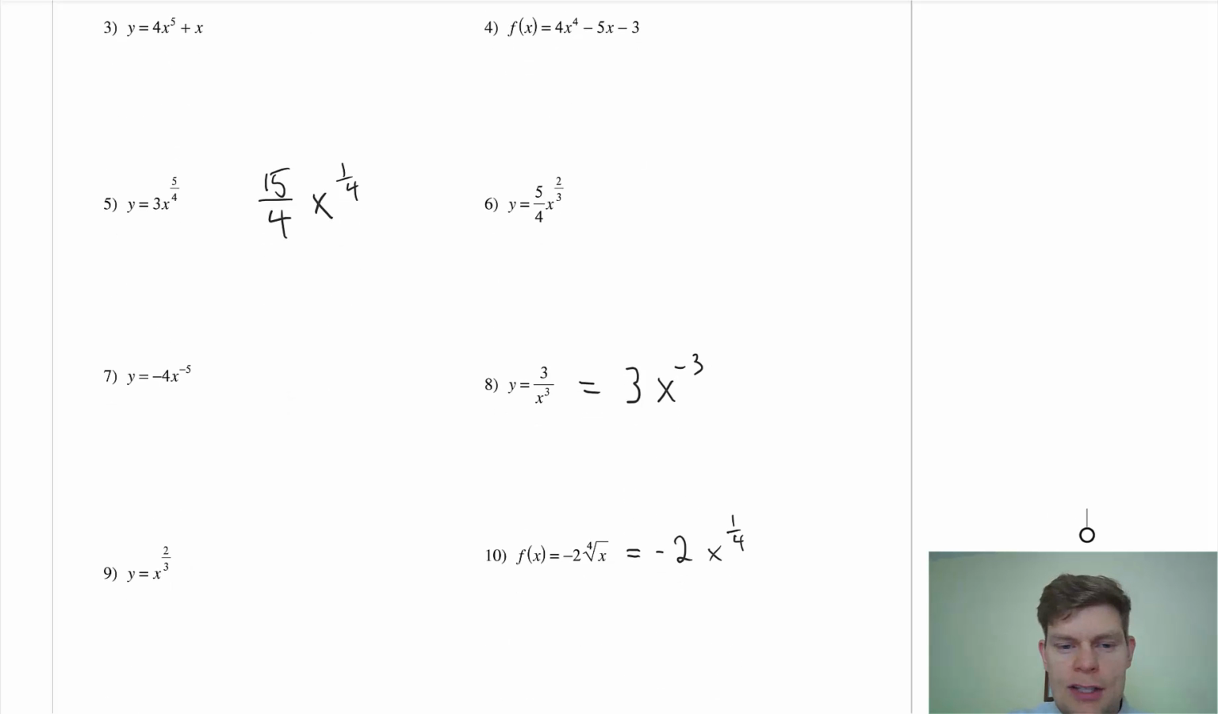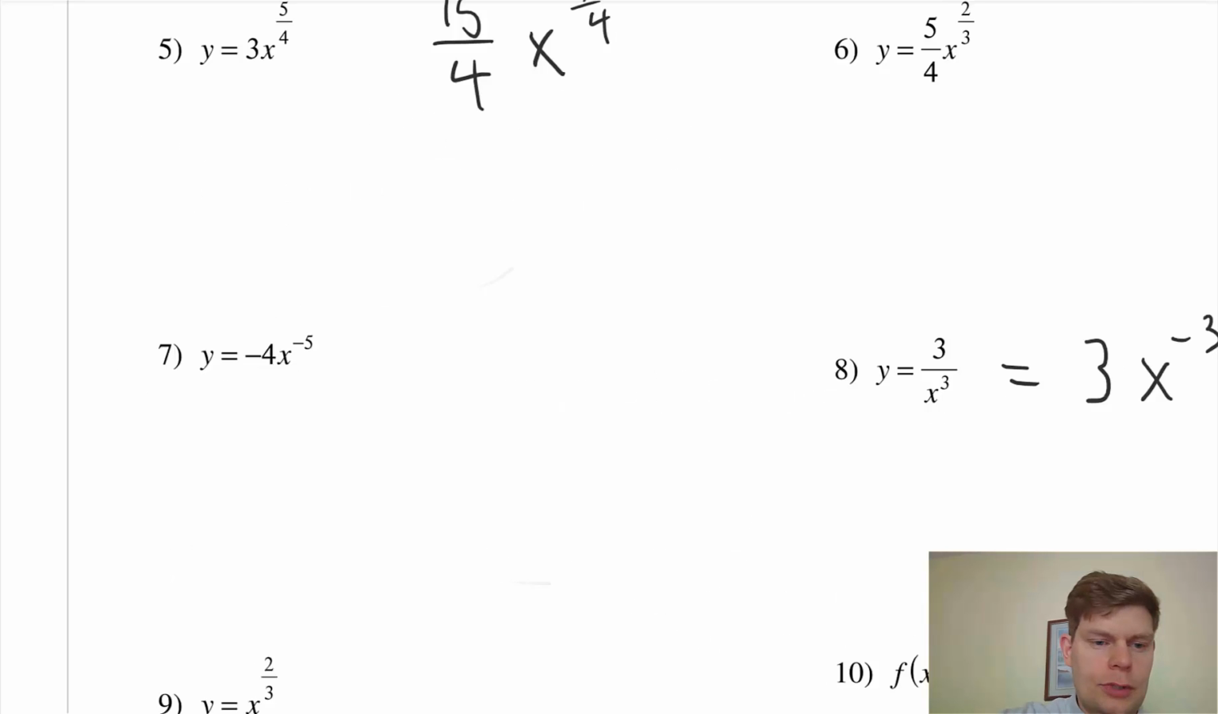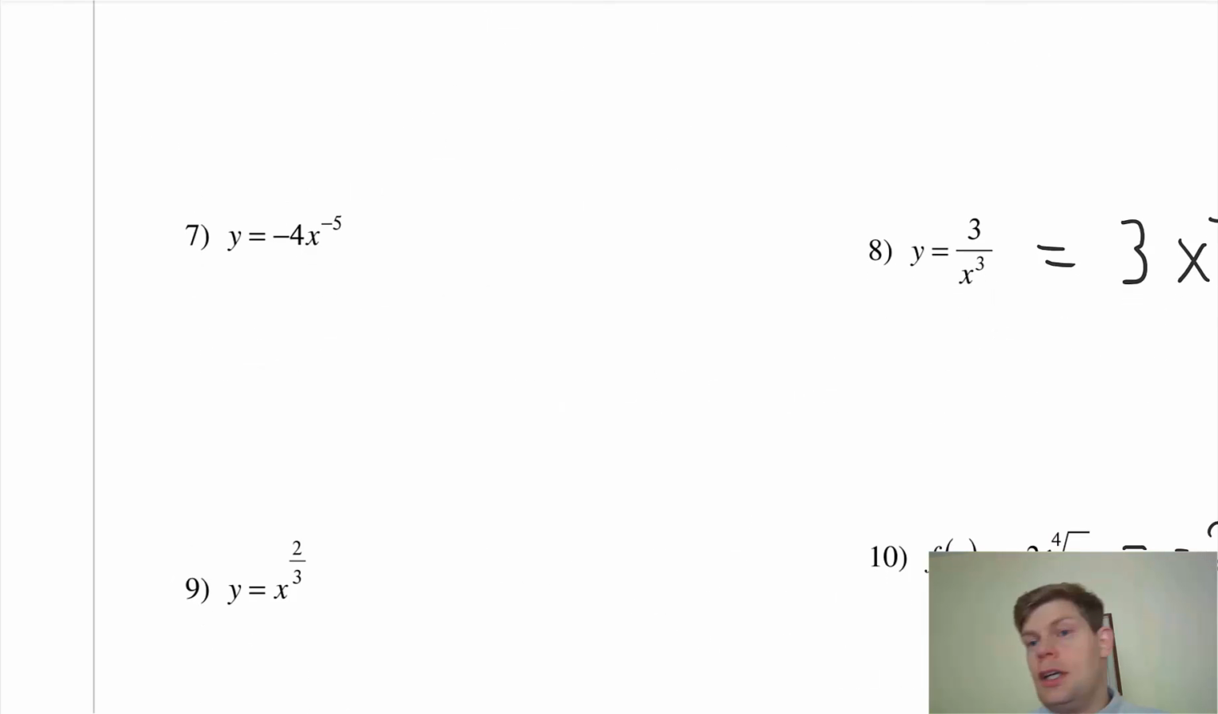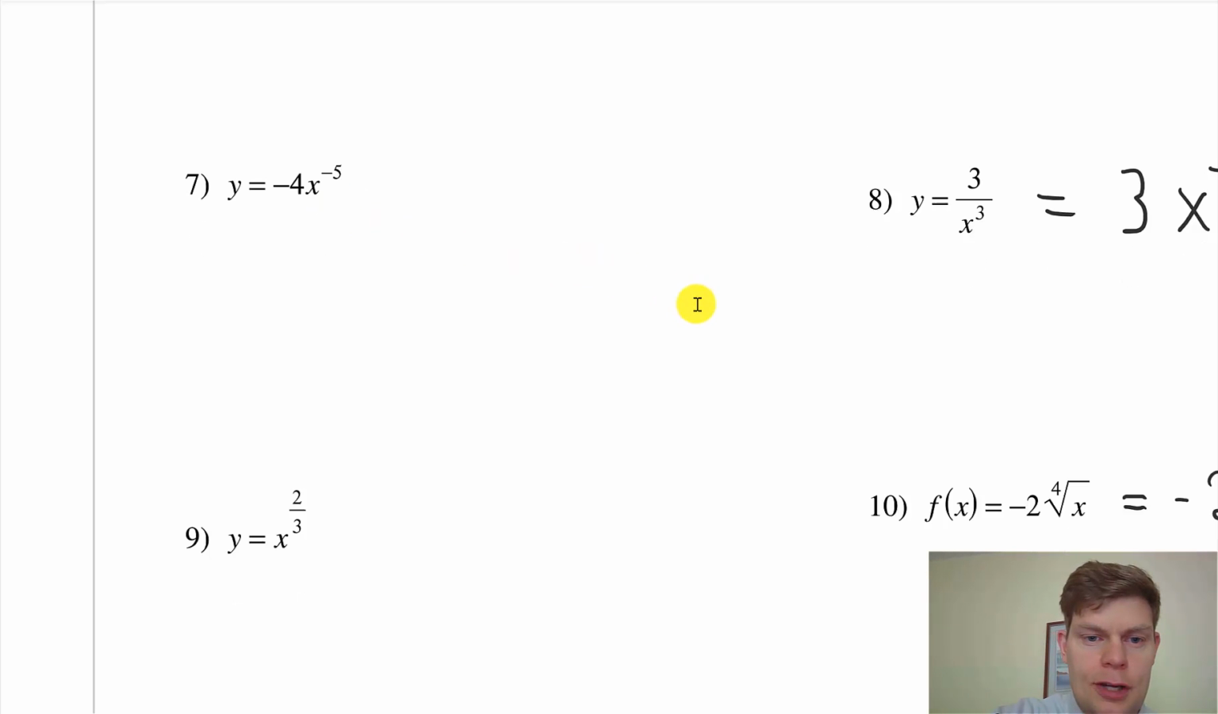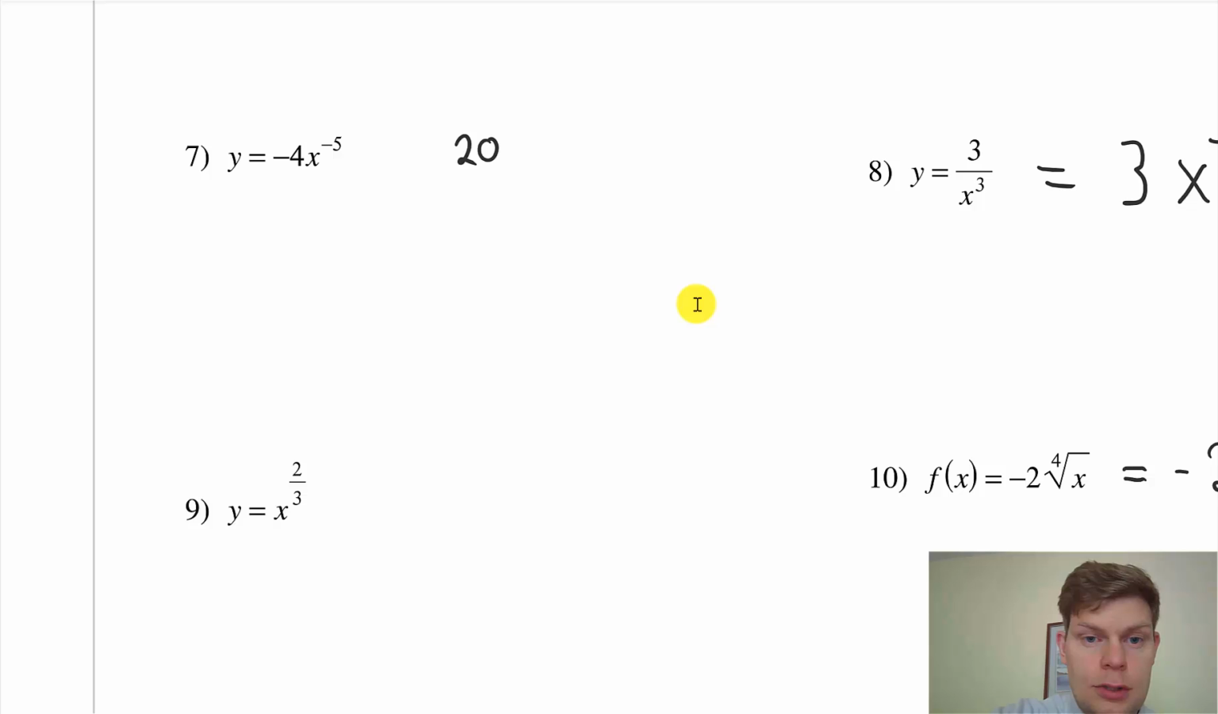You got other things like this guy that might throw you off. Or why don't we do a negative one first? So if you take a look at this one, again, you don't do anything any different. It just might throw you that you got a negative exponent. So your new coefficient is just your old coefficient times your old exponent. So negative 4 times negative 5 is 20. And then you subtract 1 from your exponent. So negative 5 minus 1 is negative 6.